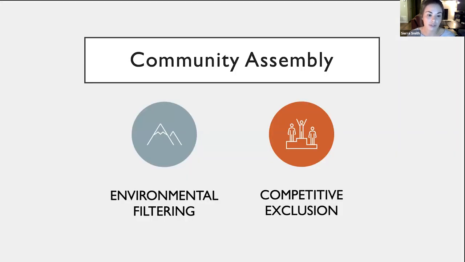Two of the classical mechanisms that have been proposed to act as drivers of community assembly are environmental filtering and competitive exclusion. These are not the only mechanisms, and it is likely that they both work together to determine community membership. But these concepts provide a framework for thinking about how community ecology, which is the study of the organization and functioning of communities, and phylogenetics can integrate to predict how communities form.